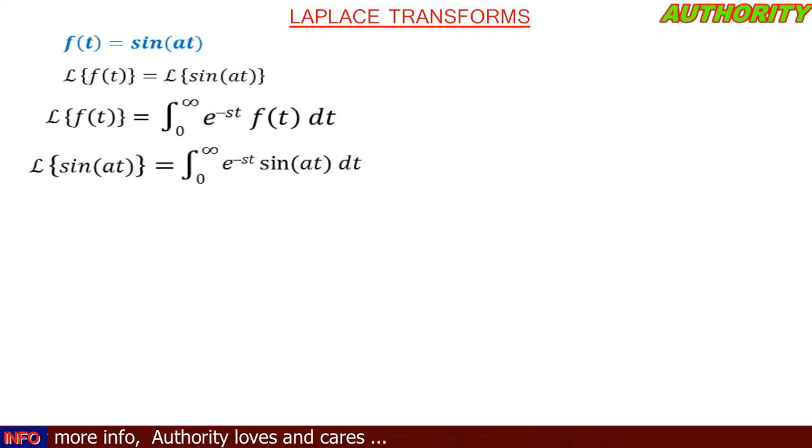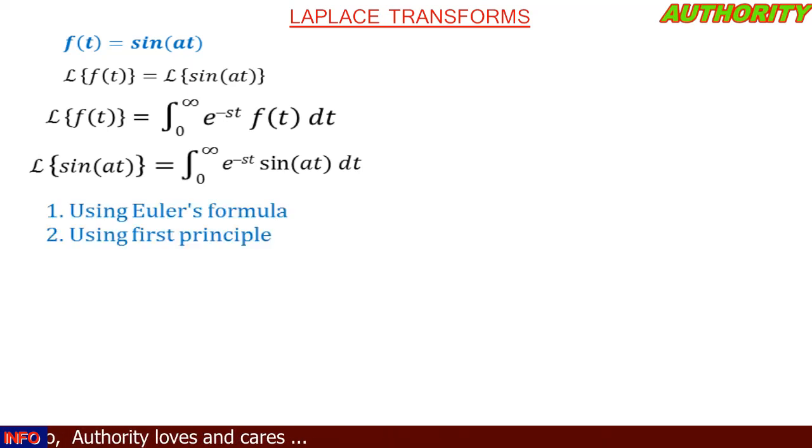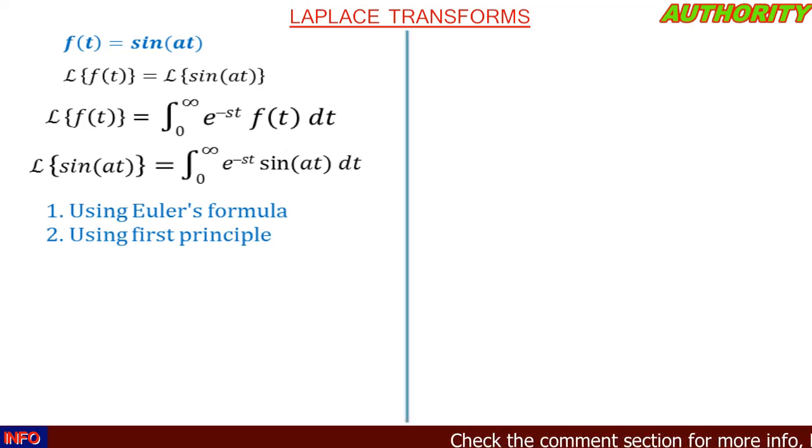The first method is using Euler's method, and number two is using the first principle. Now let's go with the first one, Euler's formula.